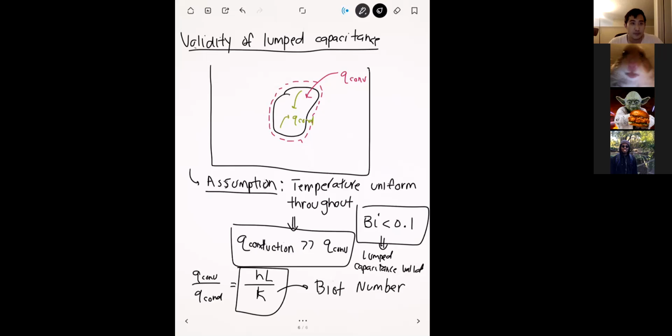Professor, under the Biot number, it says lump capacitance, and then what's the other word? It says valid. Okay. Yeah, so basically you can use it.